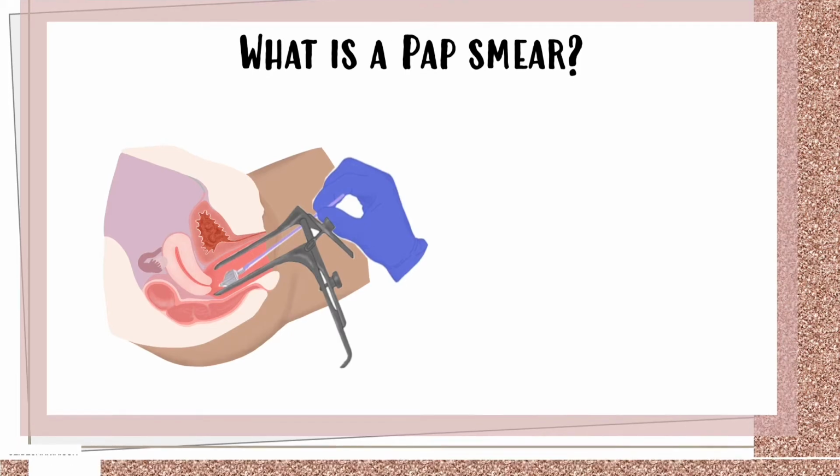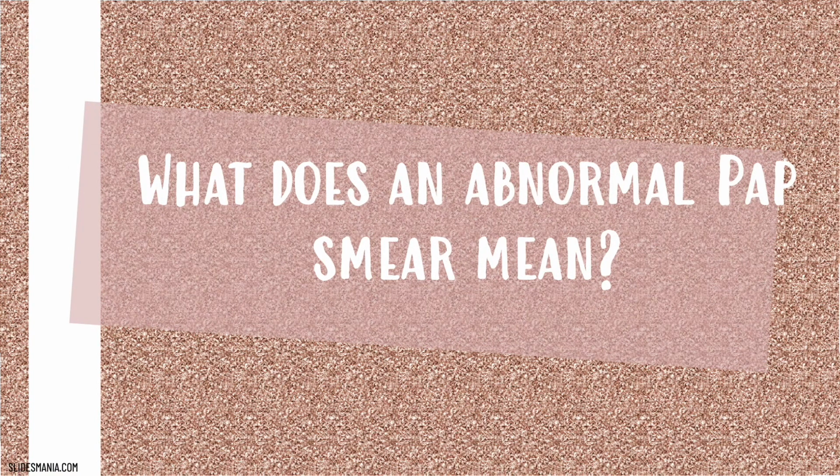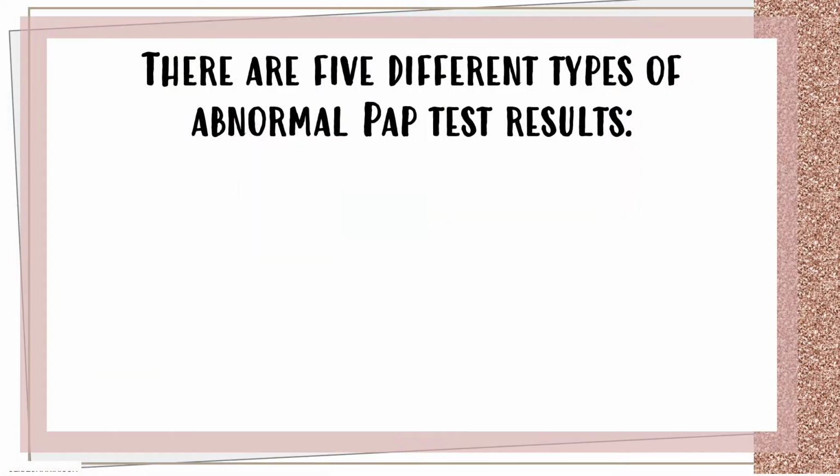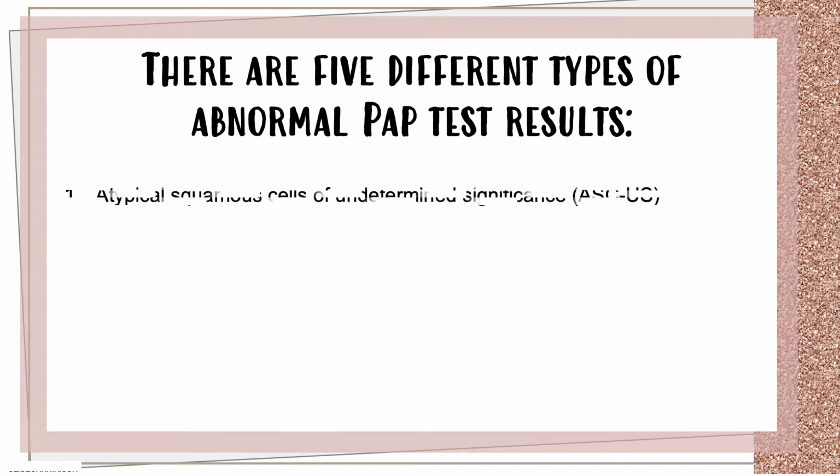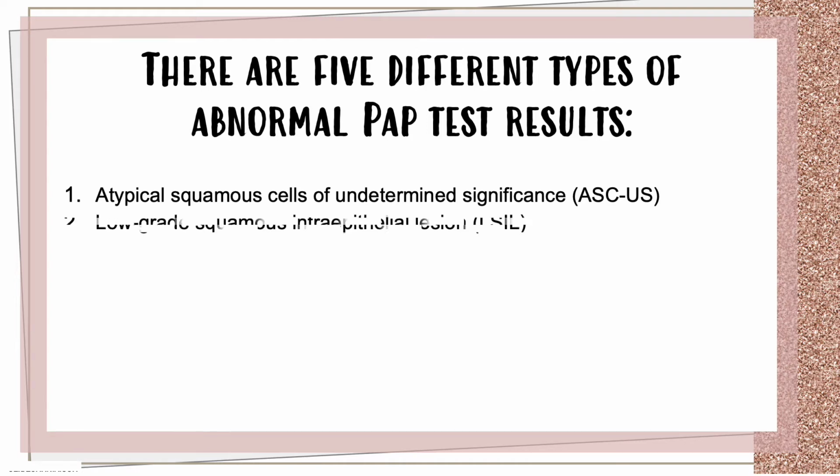So now let's move on to what does an abnormal pap smear mean. There are 5 different types of abnormal pap smear results. The first is atypical squamous cells of undetermined significance, also known as ASCUS. This is the most commonly found abnormal pap test, and it means that there are some changes in the cervical cells. The second type is low-grade squamous intraepithelial lesion, also known as LSIL. This just means that your cells were mildly abnormal.